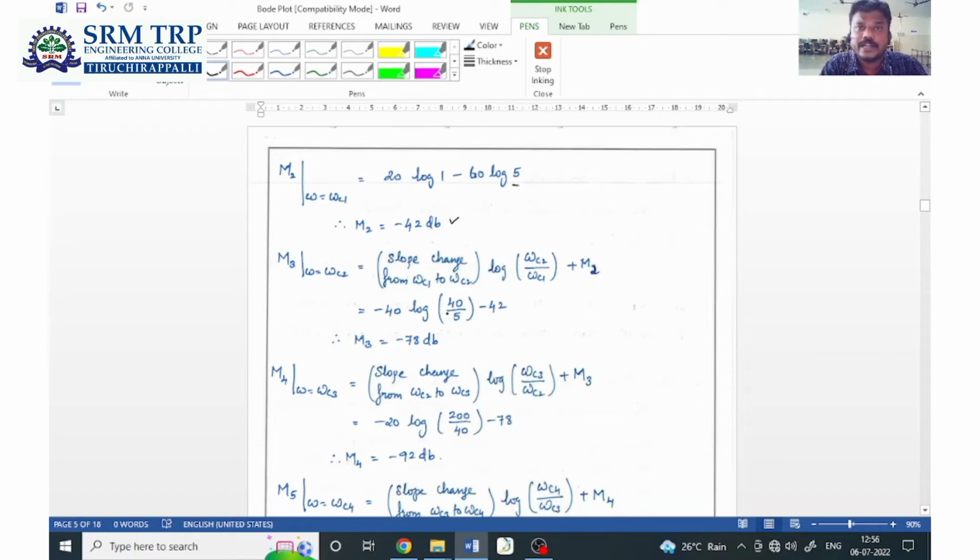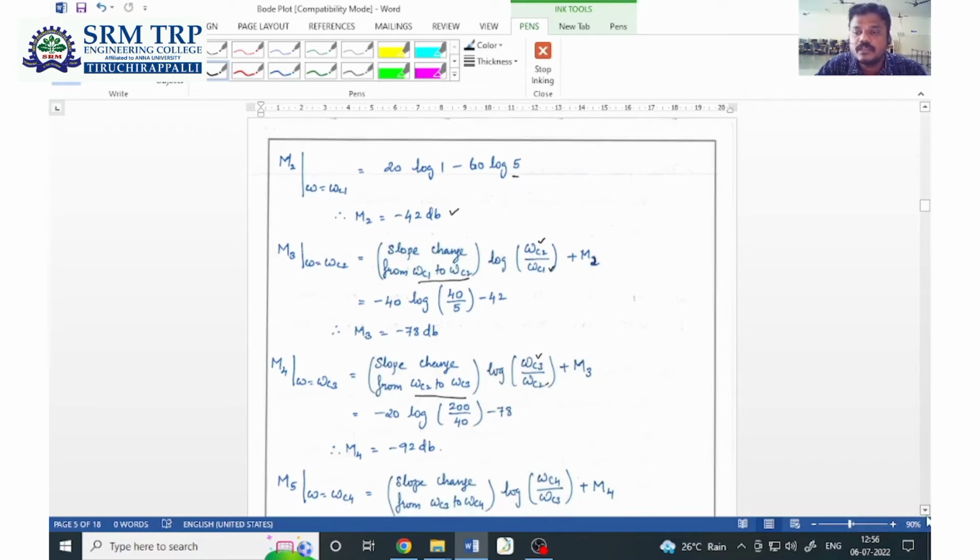And from the third magnitude the formula is different. It is slope change from omega c1 to omega c2 times log omega c2 by omega c1 plus m2. So the slope change from omega c1 to c2, c2 to c3, c3 to c4 will come. You can easily remember this. First one is always omega c1 to c2, this is first and this is second. When it comes to log, you have to put the second term as the numerator and the first term as the denominator. Similarly, in the formula omega c2 to omega c3, the first term goes in the denominator and the second term comes in the numerator. Similarly, for the next formula, you can easily remember.